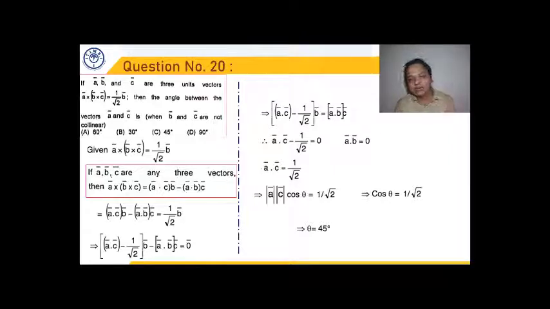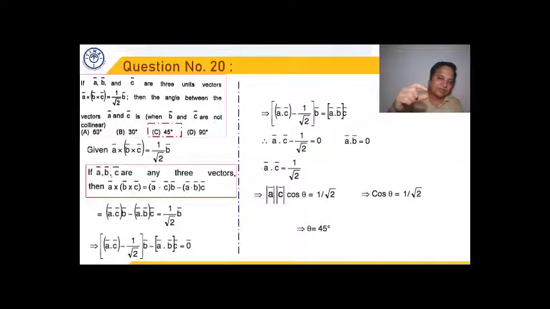Theta is 45 degrees. And if we carefully look at the choices, we had choice C as the answer. So we are using theta equal to 45 degrees. A dot C minus 1 by root 2 B minus A dot B into C is equal to 0. Since B and C are not collinear vectors, these coefficients are 0 by default. So A dot C minus 1 by root 2 is equal to 0.